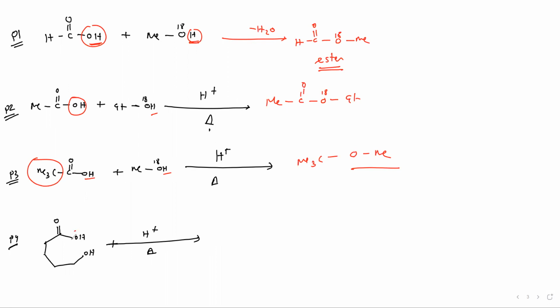Okay, this one, so how many bonds? 1, 2, 3, 4, 5, 6, a 6-member ring. This is a cyclic ester.